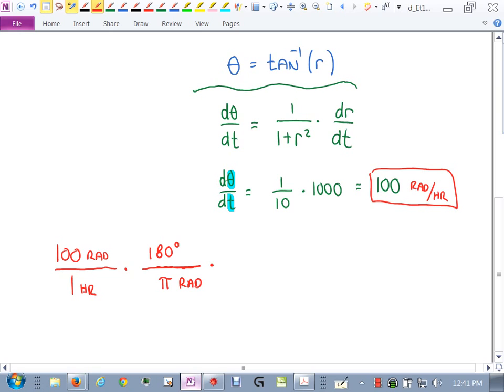Okay, then how do you get from hours to seconds? How many seconds are in an hour? So I put hours up here because I'm trying to get the hour on the top to cancel with the bottom, right? 1 hour is how many seconds? 3,600 seconds. So your rads are going to cancel. Your hours are going to cancel. So multiply across the top, 100 times 180. Then divide that by pi times 3,600. Whatever that answer is, that's your answer in degrees per second. I won't finish it. I'll let you.